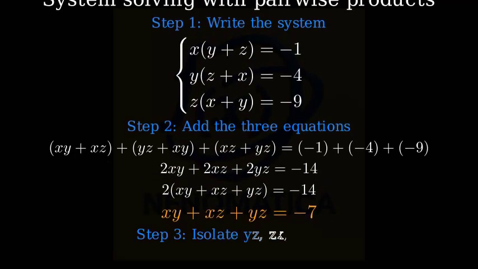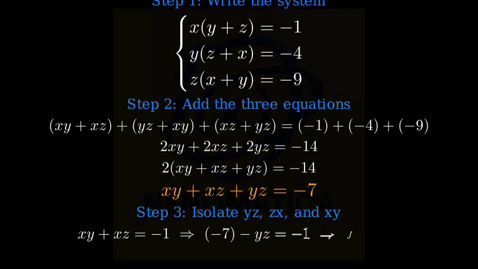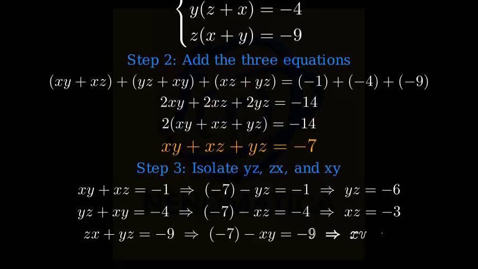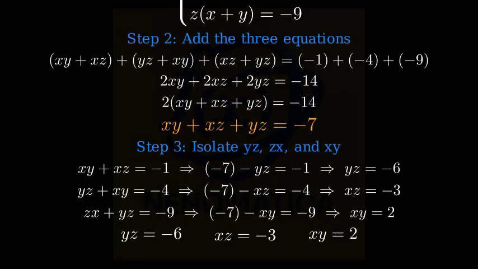Step 3. Use that total to isolate each individual pairwise product. From xy plus xz equals negative 1. Replace the sum with negative 7 to get yz equals negative 6. Do the same with the other 2 equations to get xz equals negative 3 and xy equals 2.